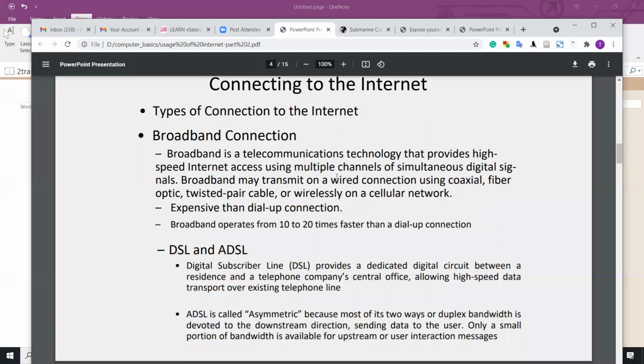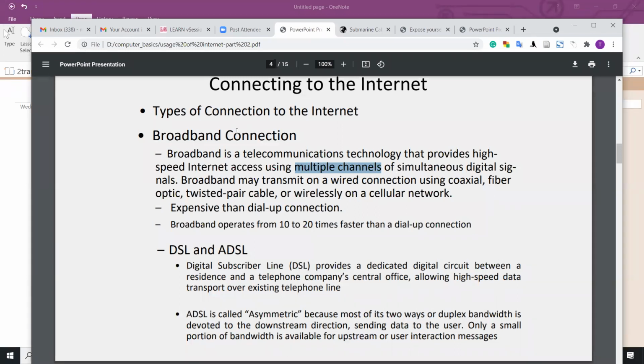Multiple channels means they use different signal levels. I don't know how I should say it. Channels means they use various frequencies, right? They use multiple frequencies to transmit digital signals, the internet signals. That is what multiple channels means, right? So they use different types of frequencies for simultaneous digital signals.